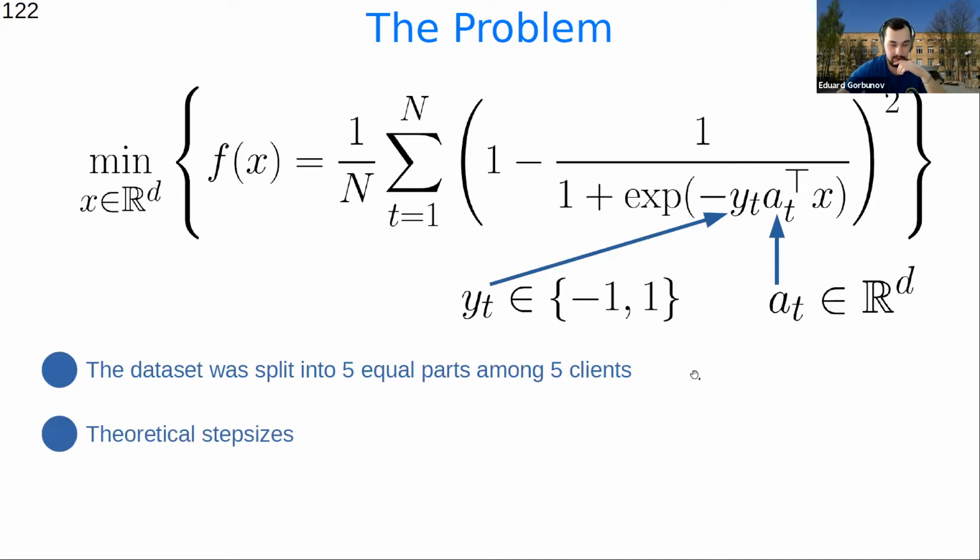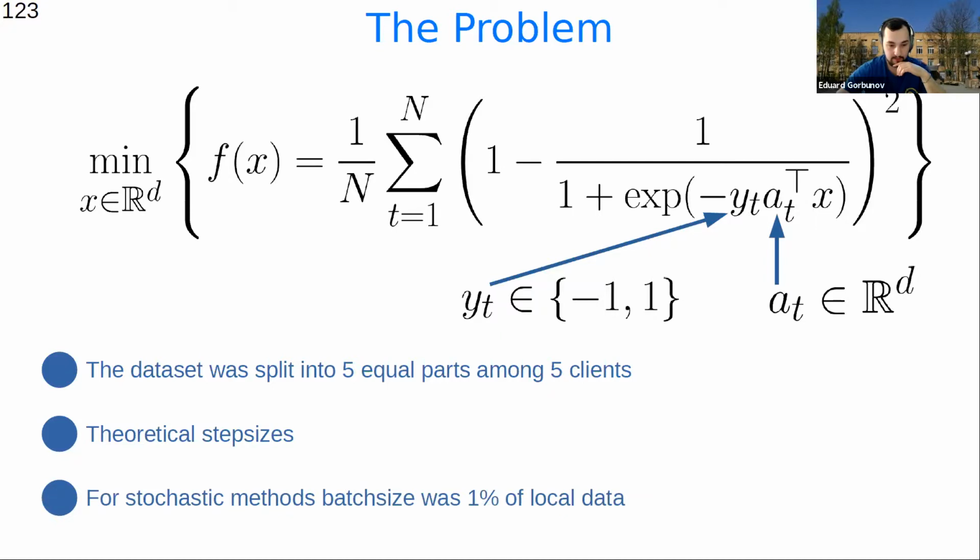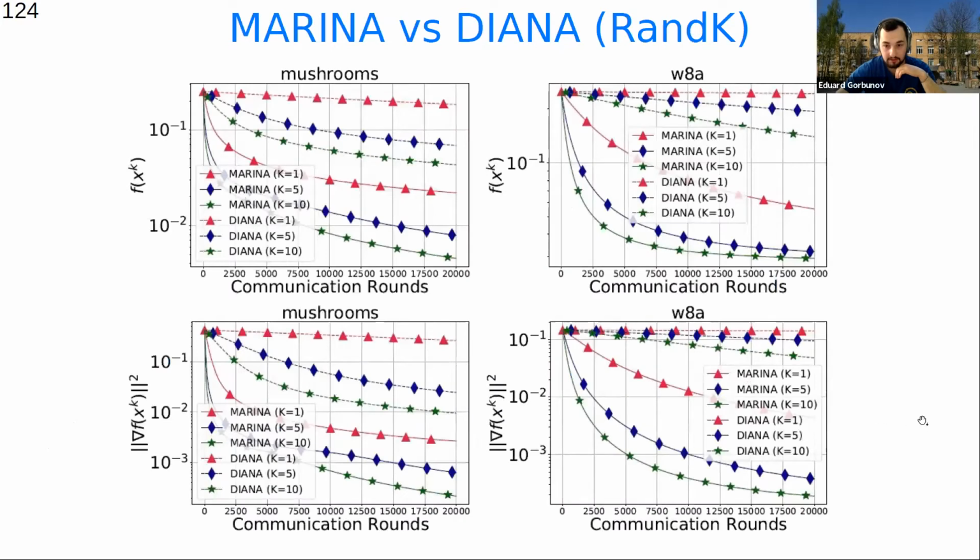In the experiments, we used theoretical step sizes, and also for stochastic methods, batch size was 1% of local data. So it was m over 100. And here are the results. We tested MARINA and DIANA with RandK compression operator for different choices of K.